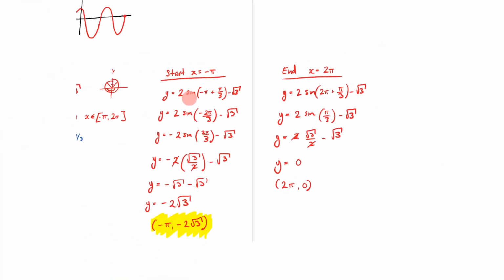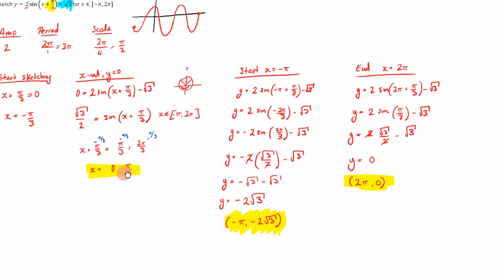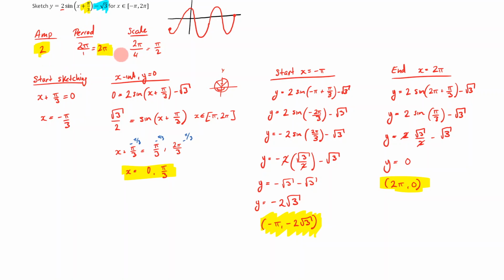Okay. We have a lot of information here, don't we? A lot of information, but good information. So we have our x-intercepts, we have where we're going to end, where we're going to start, we have our amplitude, we have our period, we have where we're going to start sketching, so that's not where it's beginning, but where we're just going to start the sketch. We have all this information. We're going to take a second to breathe, and then we're going to sketch this thing.